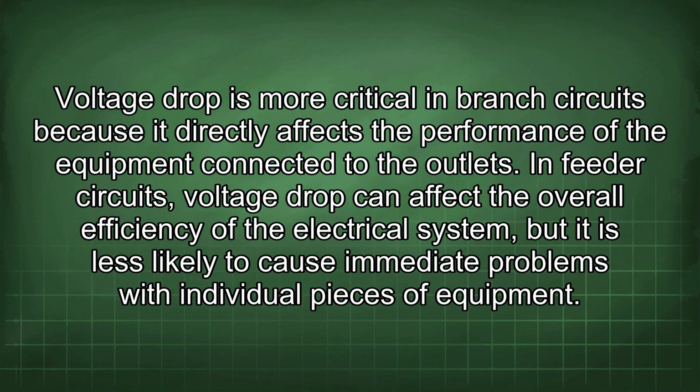Voltage drop is more critical in branch circuits because it directly affects the performance of the equipment connected to the outlets. In feeder circuits, voltage drop can affect the overall efficiency of the electrical system, but it is less likely to cause immediate problems with individual pieces of equipment.